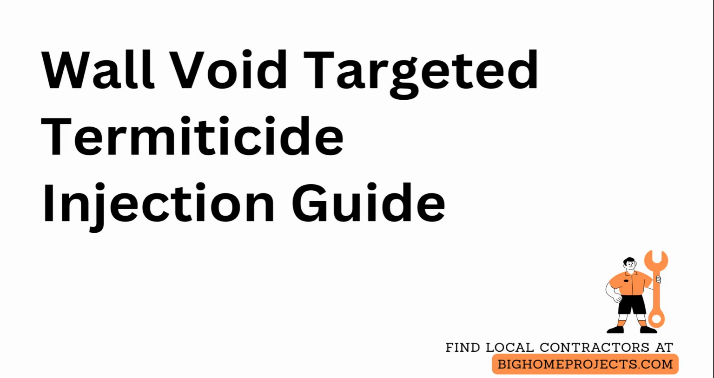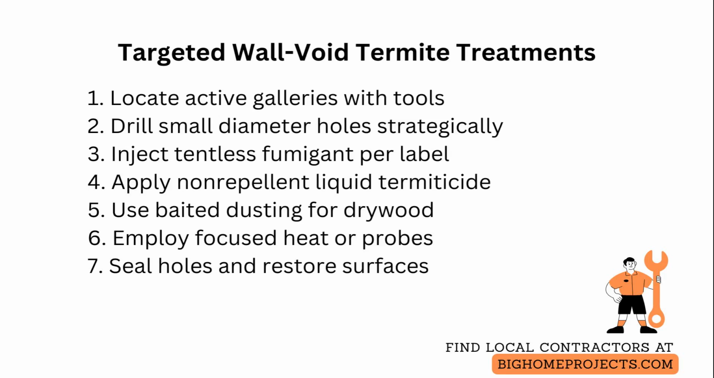Termites nesting inside wall voids demand targeted post-construction treatments to eliminate colonies without whole house fumigation. For post-construction wall void targeted treatments, start by confirming active infestation using probing, moisture meters, and listening for hollow-sounding wood. Then map the extent of the infestation by inspecting adjacent voids and baseboards.